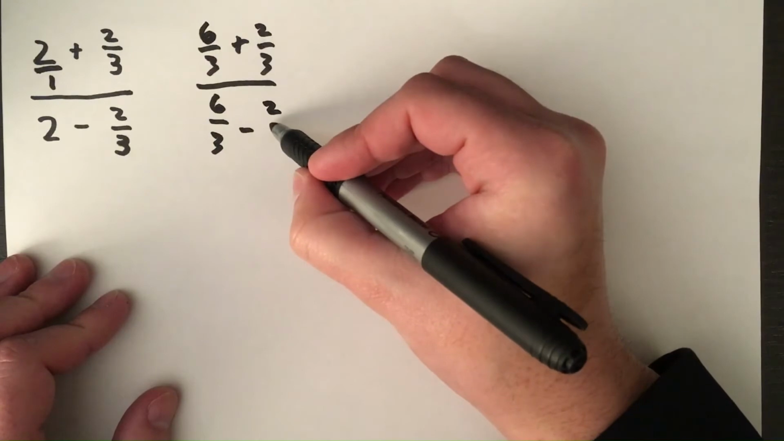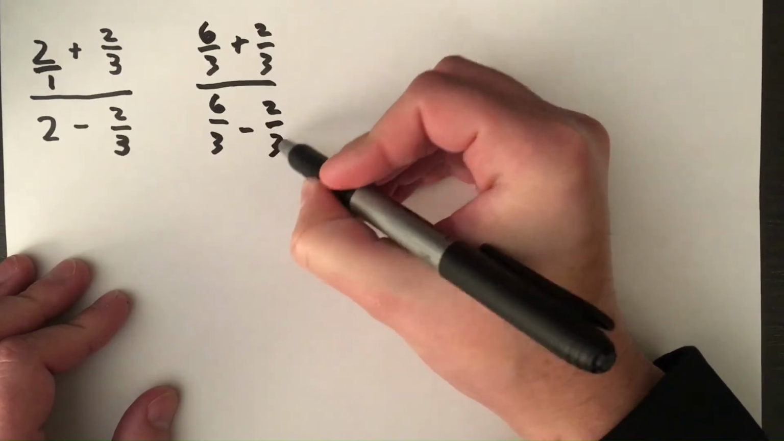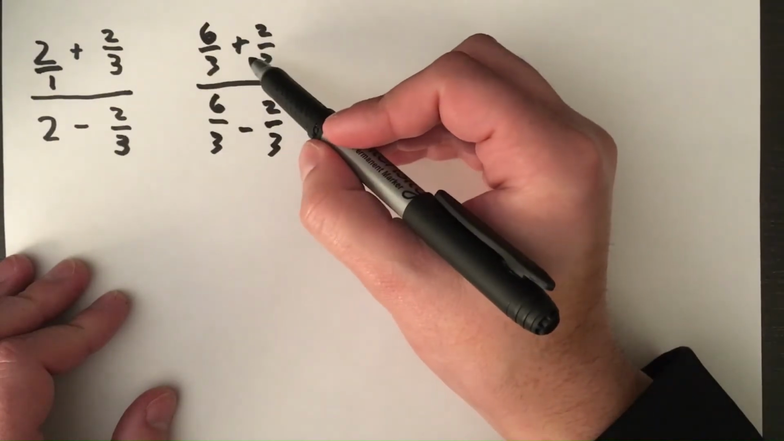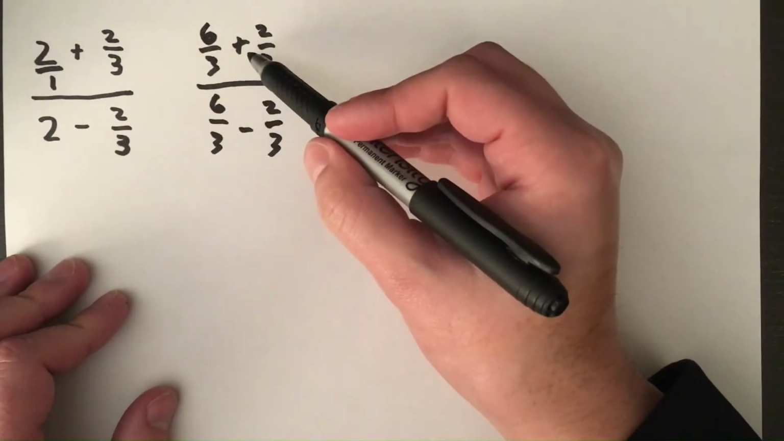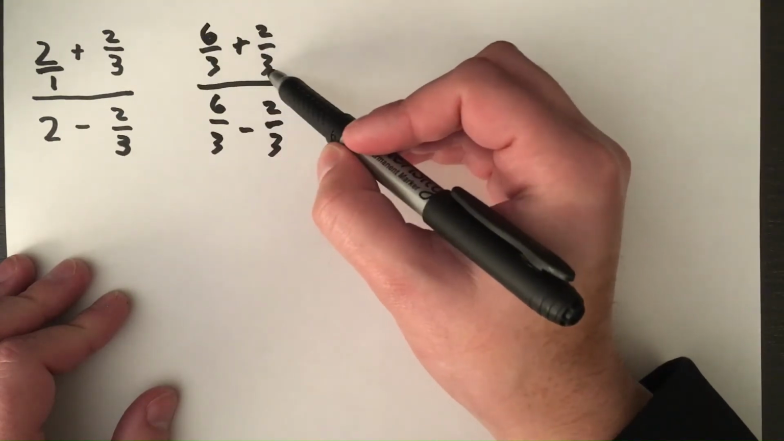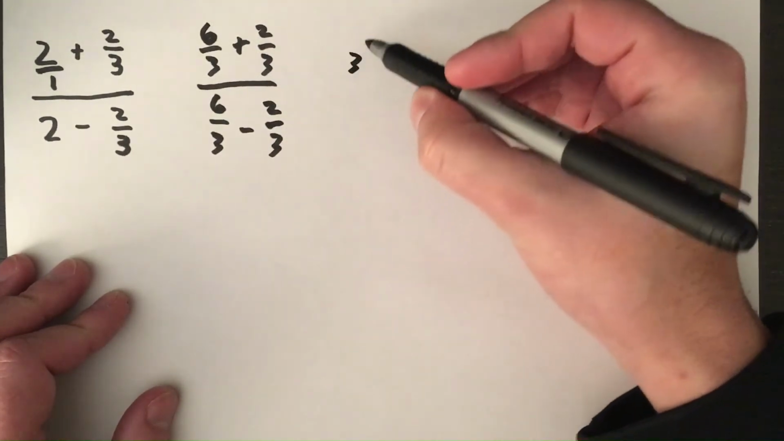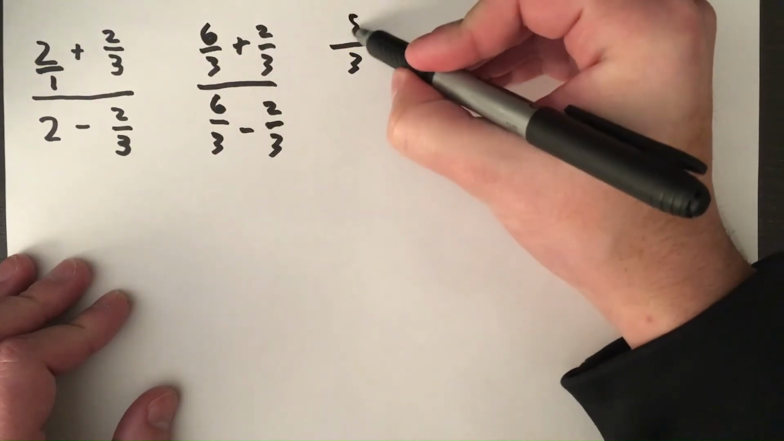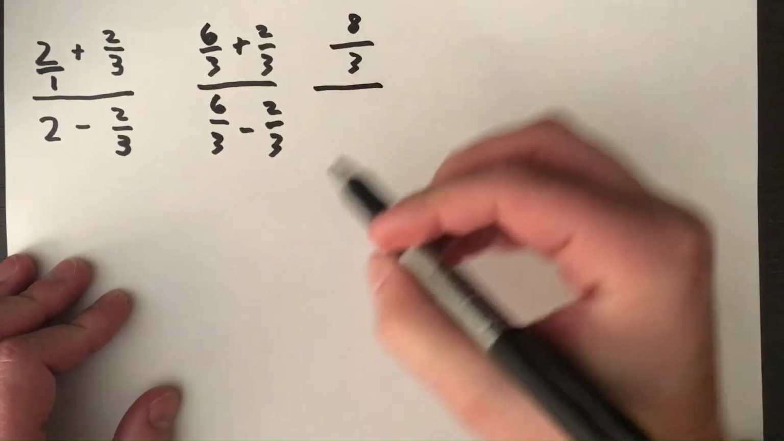Now down here we have 6 over 3 minus 2/3. So let's go ahead and combine these. We're going to subtract down here and add up here. The denominator will stay the same. It's going to be 3. 6 plus 2 is going to be 8. So we have 8 over 3 on top.